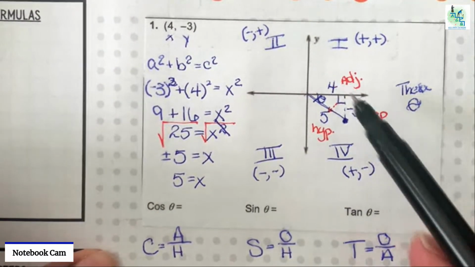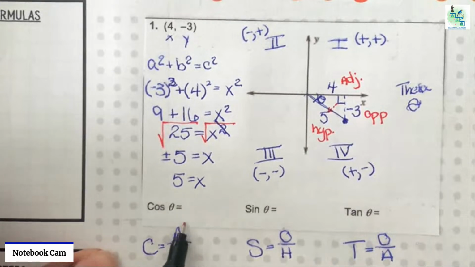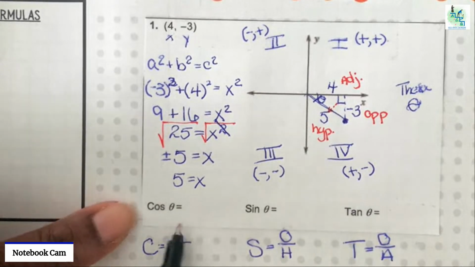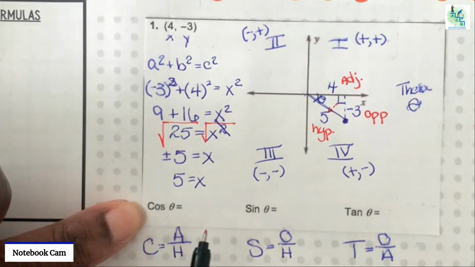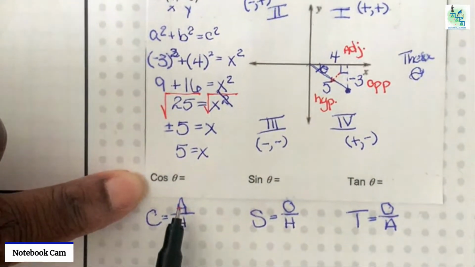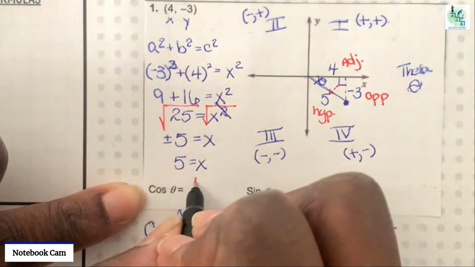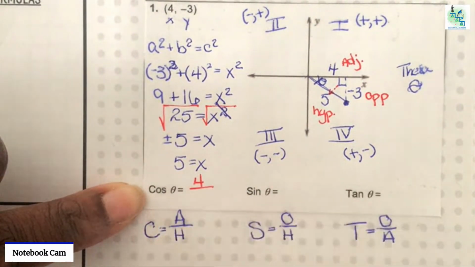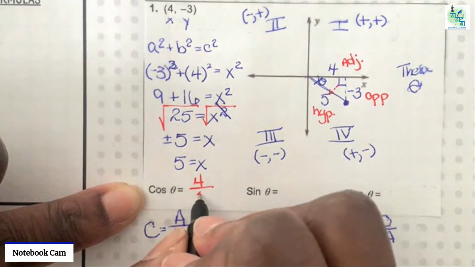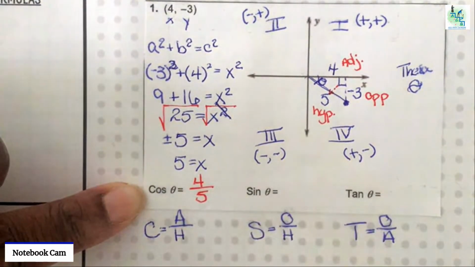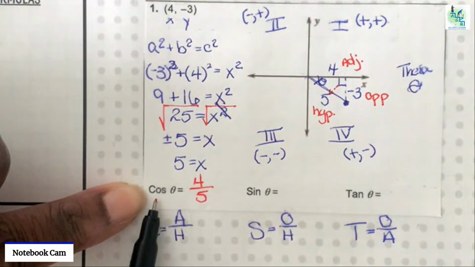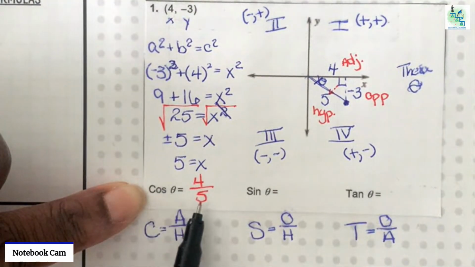Okay, we already have it labeled for us to fill in. So for the cosine of theta, cosine is your adjacent over your hypotenuse. Your adjacent is 4, and your hypotenuse is 5. Okay, so the ratio associated with your cosine of theta is 4/5.